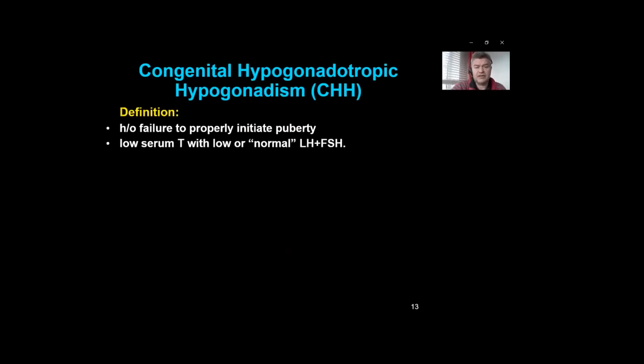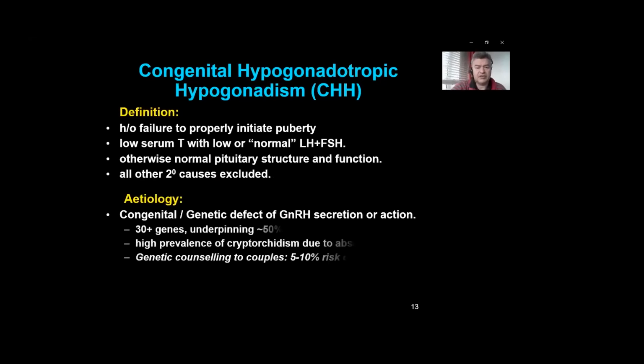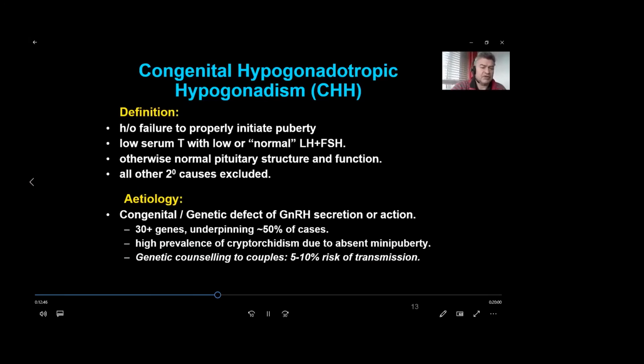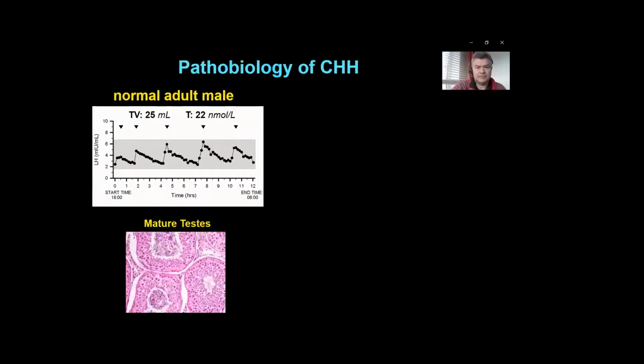So congenital hypogonadism is a failure to properly initiate puberty. It's low serum testosterone with low or inappropriately normal LH and FSH. Pituitary structure and function are otherwise normal, and you've ruled out all other secondary causes. And it's a congenital genetic defect of GnRH secretion or action. Over 30 genes. We probably know the genetics of around 50% of cases, but more genes are being discovered every year. And there's a high prevalence of cryptorchidism due to absent mini-puberty. There's probably around a 5 to 10% risk of transmitting the condition through spermatogenesis induction, so it's worth doing some genetic counseling for couples. And also non-reproductive phenotypes are common, found in around 60% of cases, most commonly anosmia, found in about 50% of cases, which defines Kallmann syndrome.